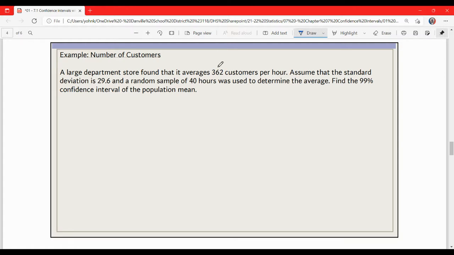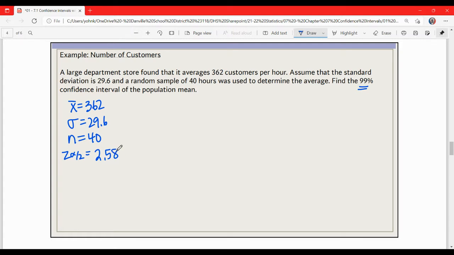All right, so the department store averages 362 customers an hour. So we have X bar equals 362. The standard deviation of the population is 29.6. The random sample is 40 hours. That's your N. And we're looking for the 99% confidence interval. So our Z alpha over 2 for 99% is 2.58.